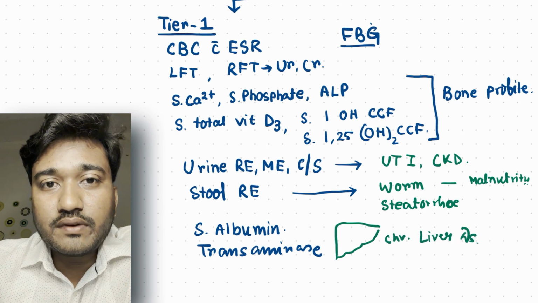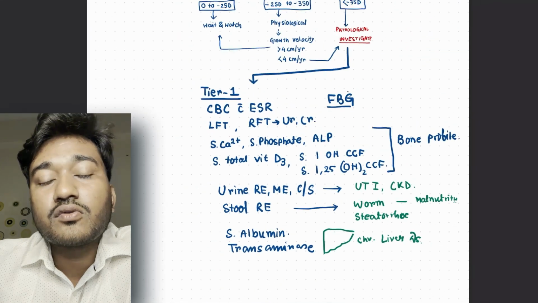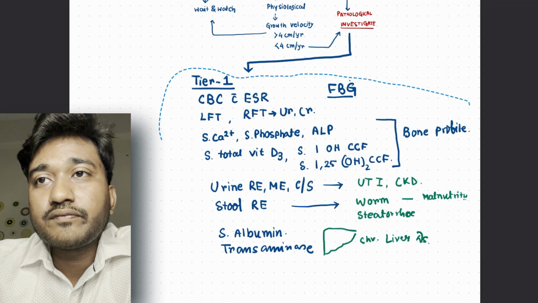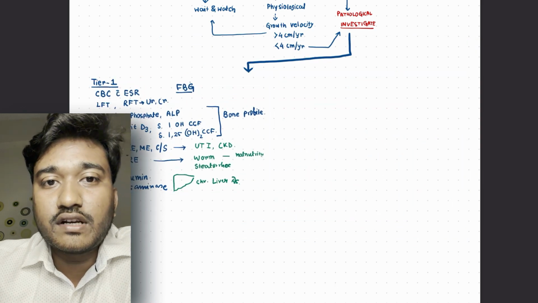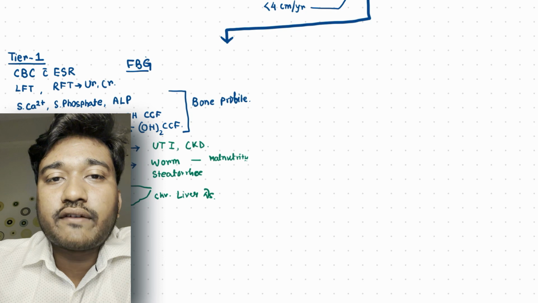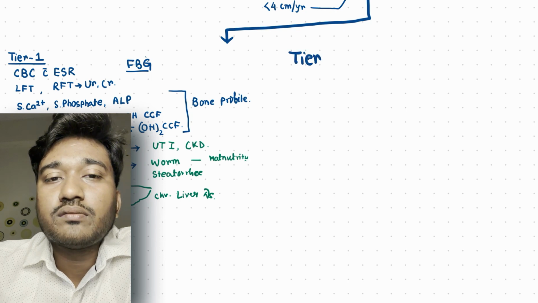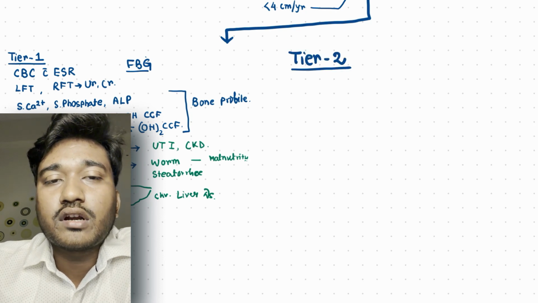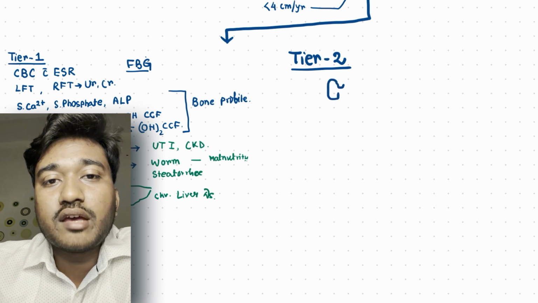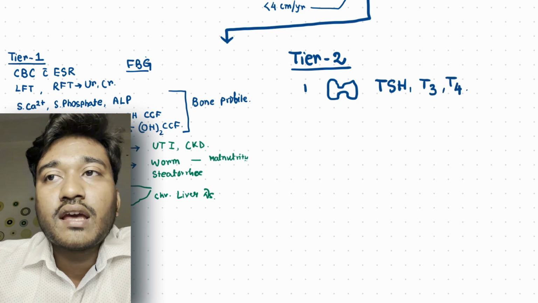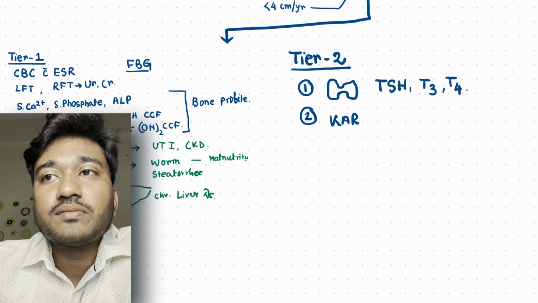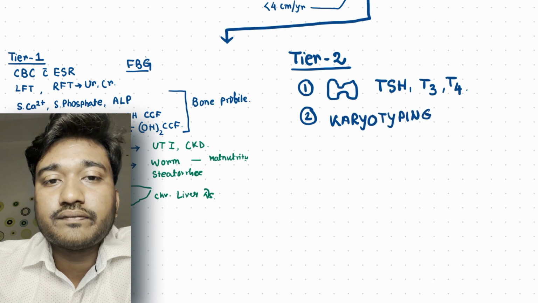Please don't forget it, because in fasting blood glucose, in case of congenital hypopituitarism, we can have an idea from this if there is fasting hypoglycemia. So after tier 1 investigation, we have tier 2 investigations. The very important thing about tier 2 investigation is that suppose the child has hypothyroidism. To investigate this, we have thyroid profile, TSH, T3 and T4. And in case of Turner syndrome, you must be ordering karyotyping.